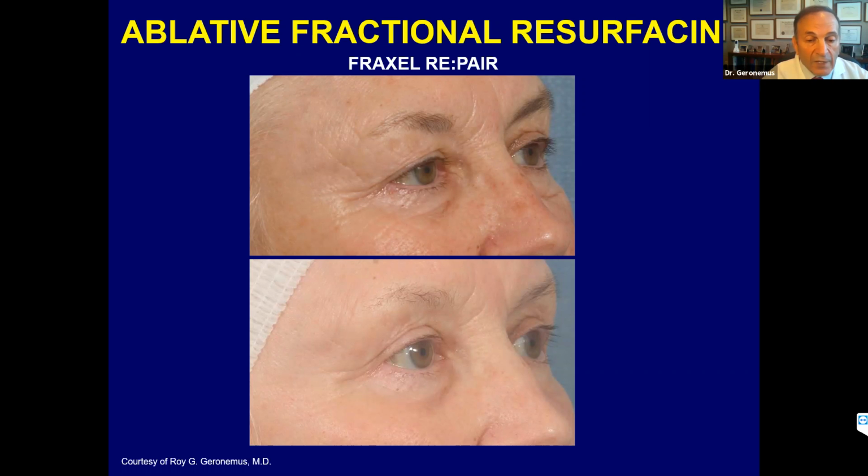But look how she had lifting. This is non-surgical. This is all with laser. She has tightening under her eyelids. She's got lifting of her upper eyelid. A nice result in a single treatment session.